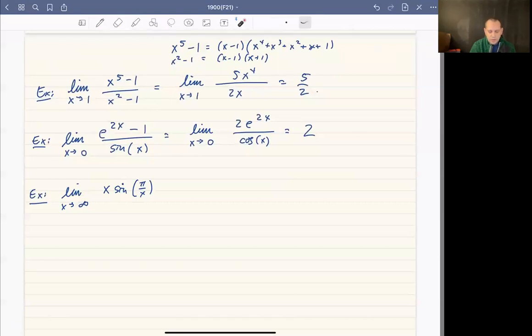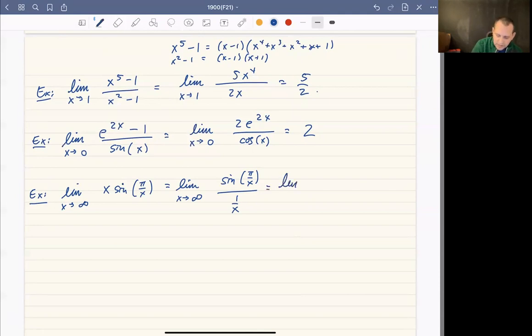And it turns out the right way to do that is to rewrite this algebraically. This is going to be the limit as x goes to infinity of sine of pi over x divided by 1 over x. So instead of multiplying by x, I'm dividing by 1 over x. And now we have 0 over 0. Now we can do L'Hopital's rule and everything is fine.